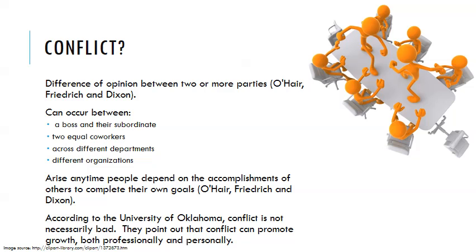Now keep in mind that a party can be made up of one or more people. A party does not have to be a whole group. Conflicts can occur between a boss and their subordinate, two equal coworkers, across different departments, or between different organizations. The important thing to remember is that conflict can come up any time a person or a group of people depend on accomplishments of others to perform their own task.